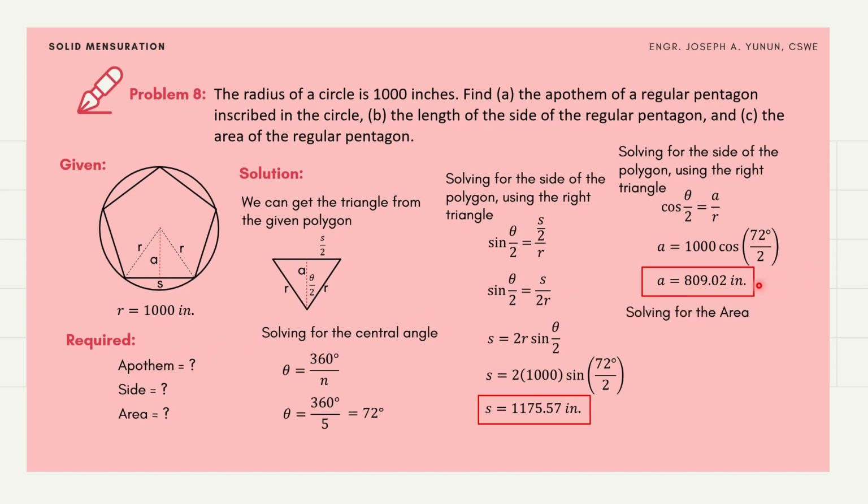Now solving for the area, you can use 1/2 PA, where P is NS, so 1/2 NSA. You have the number of sides, which is 5, S is 1175.57, and A is the apotem, which is 809.02. Substituting those values, you get 1/2, 5, 1175.57, and 809.02. Simplifying that using your calculator, the area of the pentagon is 2,377,649.10 square inches.